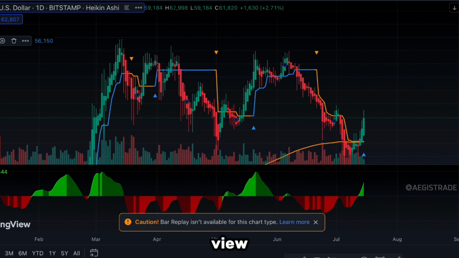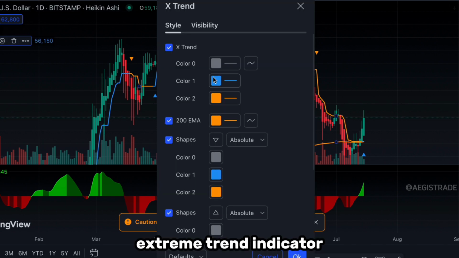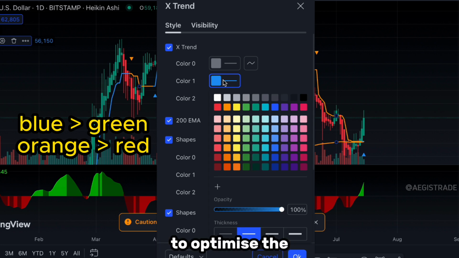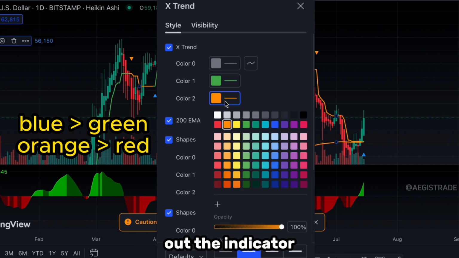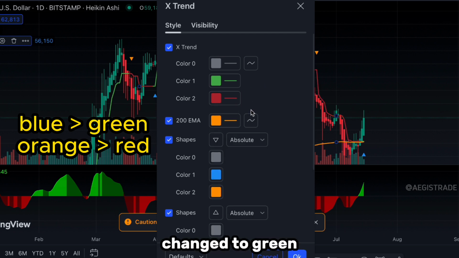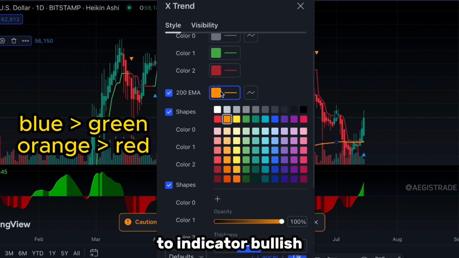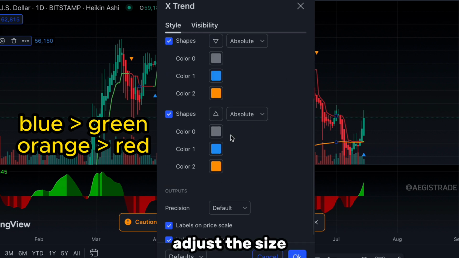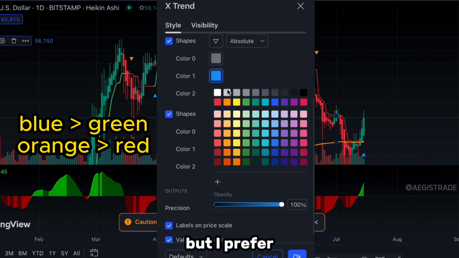Next, you need to change the settings of the Extreme Trend indicator. Basically, we need to optimize the color of the trend. Go to the Extreme Trend indicator settings and open up the Settings tab. Next, change the color of the indicator. For the trend line, the yellow color needs to be changed to red as it indicates bearish momentum, while the blue color needs to be changed to green to indicate bullish momentum. You can also adjust the size of the trend line, but I prefer to keep the thickness as shown.